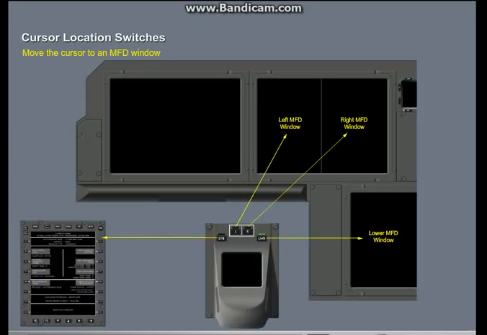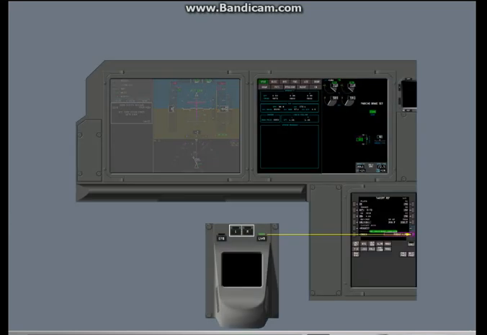The cursor location switches move the cursor to the related MFD windows or to the electronic flight bag displays. The cursor location lights show you the location of the cursor. In this example, the cursor is on the lower DU. Let's use the CCD to replace the status display with the door synoptic.